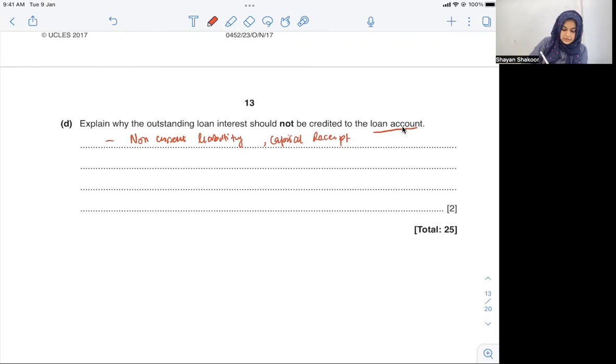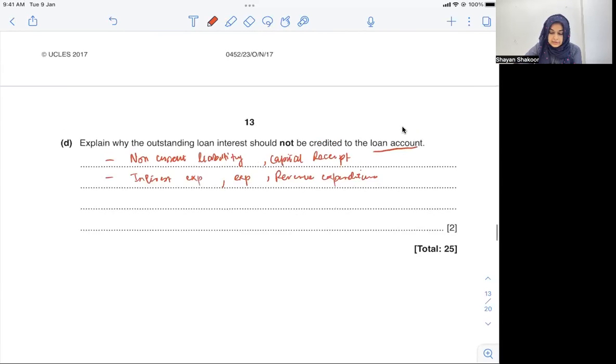However, the interest expense is an expense account. Expenses are revenue expenditures, and revenue expenditures are taken to the income statement. So you have to tell that interest is an expense, and the loan itself is a non-current liability. So non-current liabilities are kept separately in separate accounts, and expenses are completely different. They're kept in separate accounts. So that's about it.